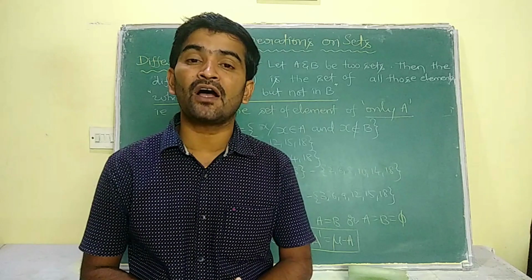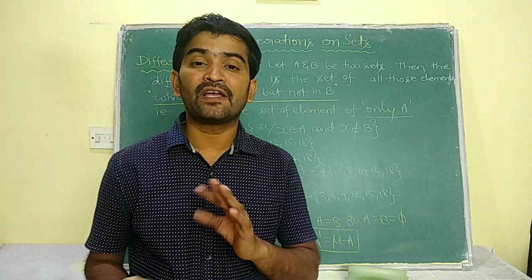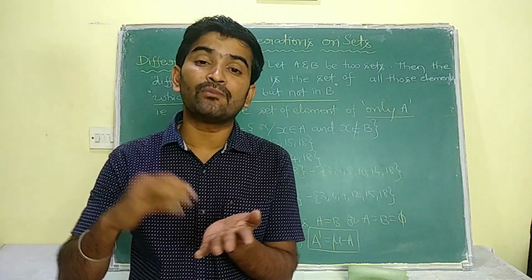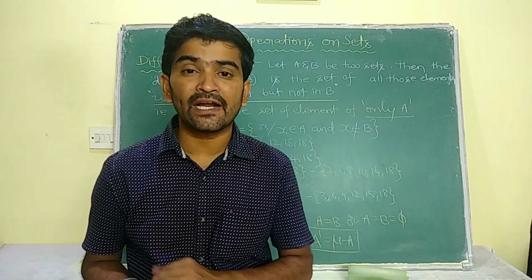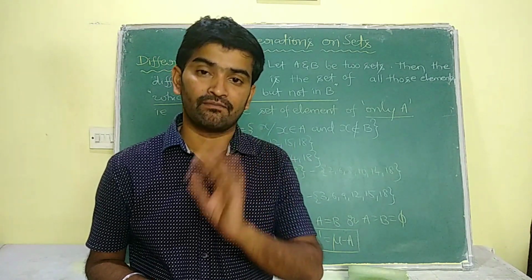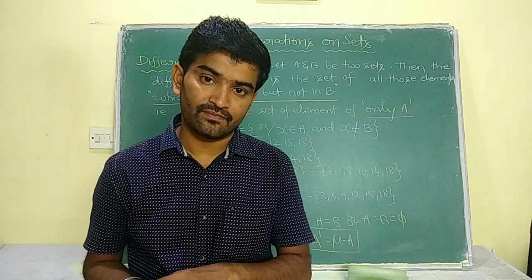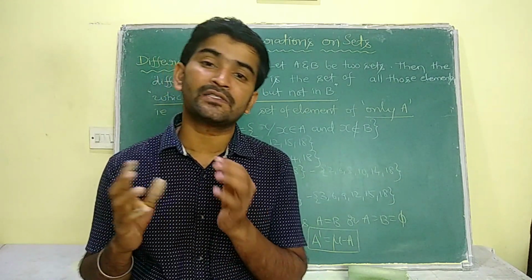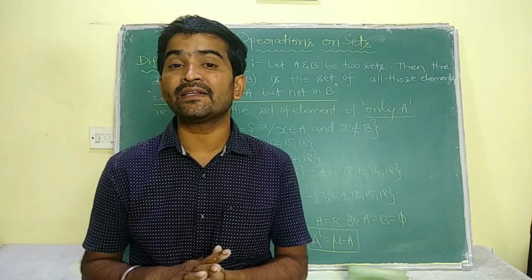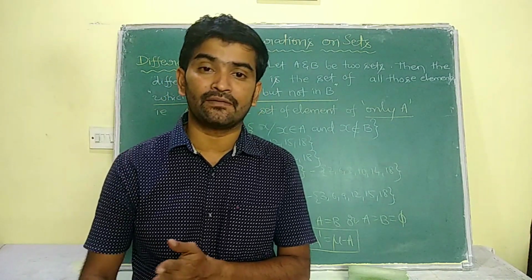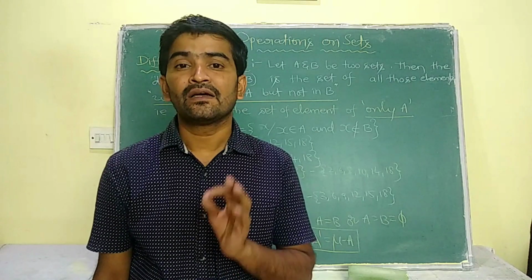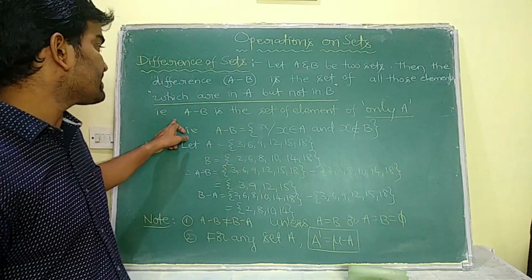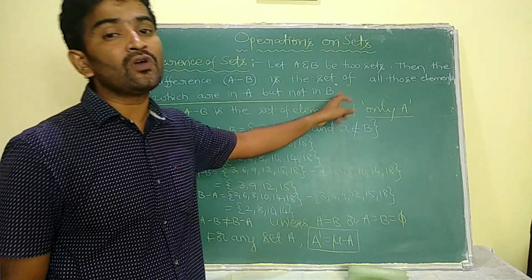Only the elements of A. That means if there are any common elements for both A and B, then firstly we have to remove those elements, and then we have to write the elements which were left in A while writing A minus B. If I write B minus A, then firstly we have to remove the common elements of B and A, then I will write only the elements which were left in B. That is A minus B or B minus A. So simply, A minus B is the set of elements of only A.